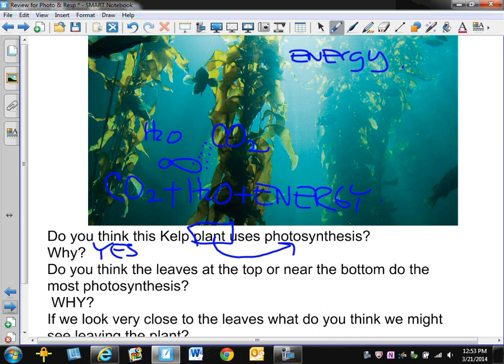Do you think the leaves up here or the leaves down here are most efficient doing photosynthesis? Which one? It's not a yes or no, it's which one. Why on top, William? It gets more sunlight. Excellent. So these leaves up here are going to grow and produce more oxygen and do all those plant things a lot better than those ones down there. In fact, these guys are probably doing the work. These guys down here are probably just along for the ride. Okay? So, the leaves at top, because they're near what? Near the sun. Okay?